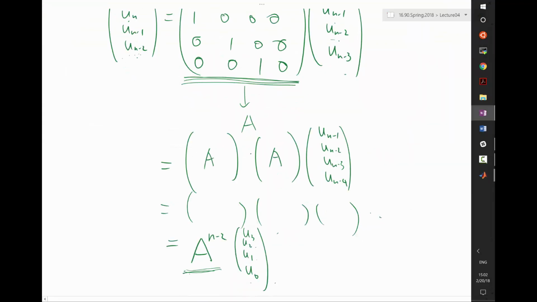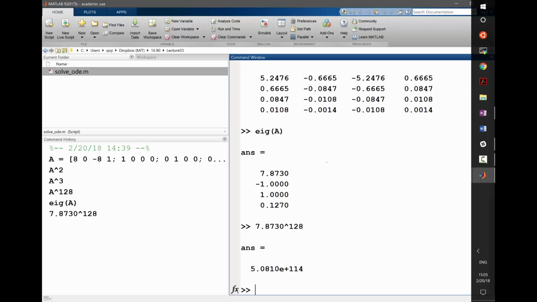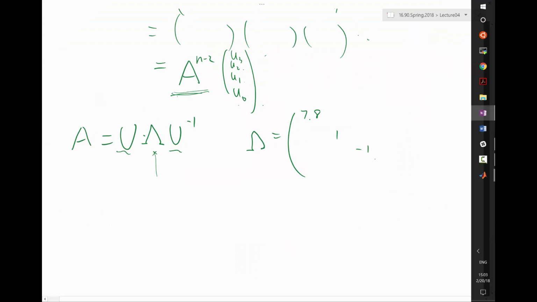Why? That's because when you take a matrix, you can do this so-called Jordan canonical form, or basically eigenvalue decomposition of the matrix. You can write it as some square matrix U times lambda times U inverse. Don't care about the U for now. It contains the eigenvectors of the matrix, which we will care about later. But this lambda is a diagonal matrix containing these entries: 7.8, 1, minus 1, and 0.2, while all the other entries are 0.